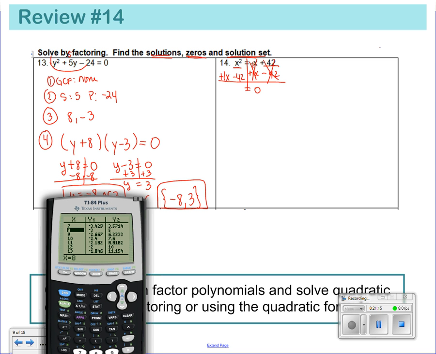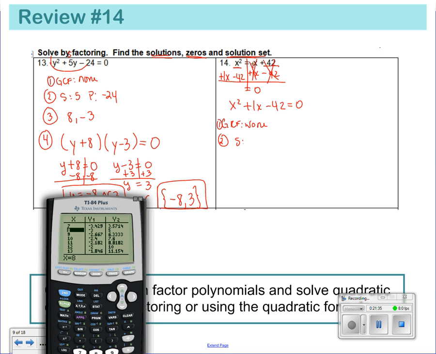On my left-hand side, I cannot combine any like terms, so I get x squared plus a positive 1x minus 42 equals 0. Now we can factor like we've done before. See, GCF. I have none. There's not a number in front of the x squared.